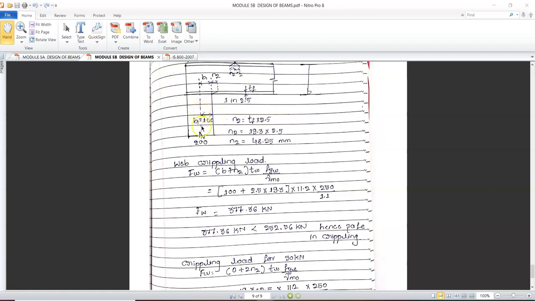Now, the maximum shear force coming at this support is 252.56 kilonewton, whereas the capacity is 377.36 kilonewton. Since 252.56 is less than 377.36 kilonewton, it is safe in crippling. The web will not cripple at the junction.